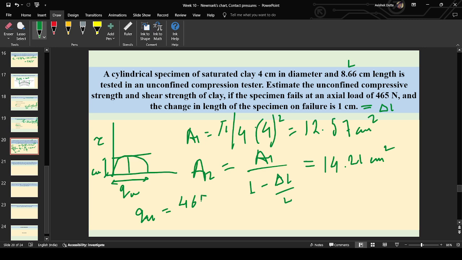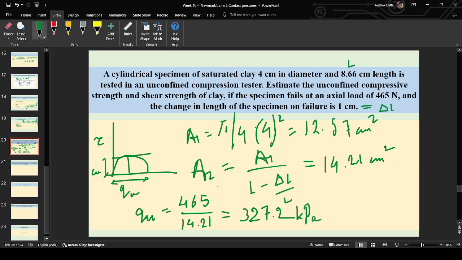465 divided by 14.21. Okay, 465 divided by 14.21. If I solve this, yes, 32.72 Newton per centimeter square. Or if you convert this to kPa, it will be 327.2 kilopascal.